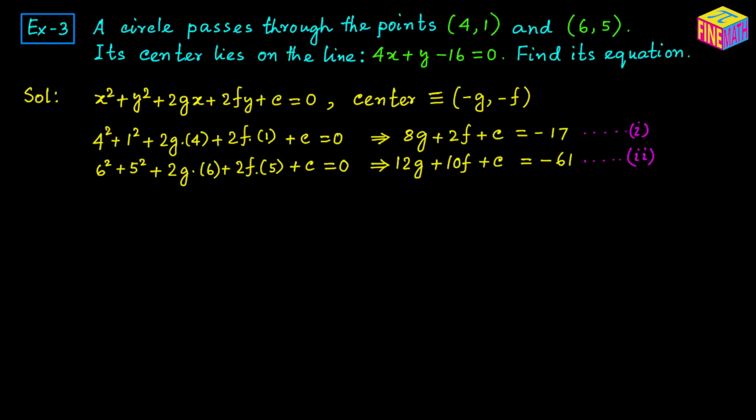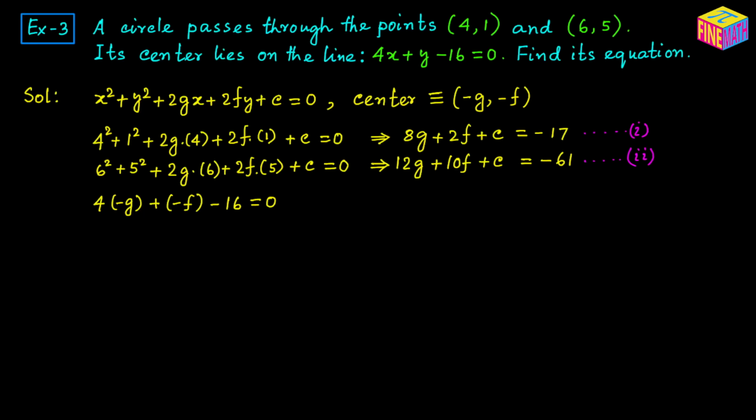The equation of the line is 4x plus y minus 16 equals 0. So if the center lies on that line, then the coordinates of the center must satisfy that equation. That means negative g and negative f must satisfy that equation. So let's do that. In that equation, in place of x I have used negative g, and in place of y I have used negative f.